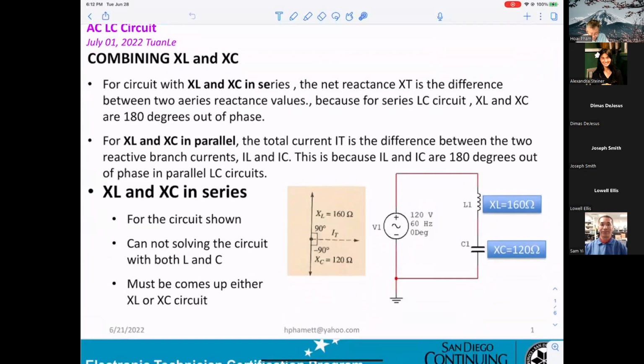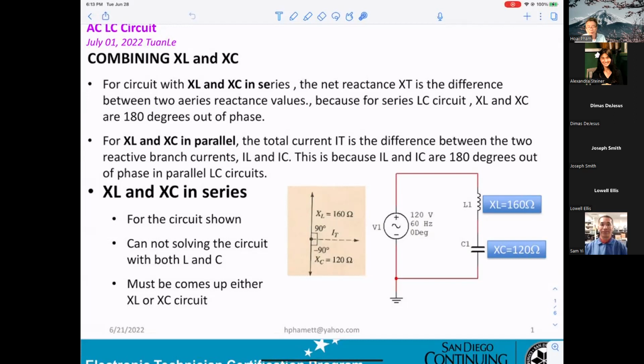Now, the first thing we're talking about is XL and XC in series. You see on this circuitry, 120 volt, you get XL equal 160 ohm, XC 120 ohm. For the circuit shown, you cannot solve the circuit with both L and C.